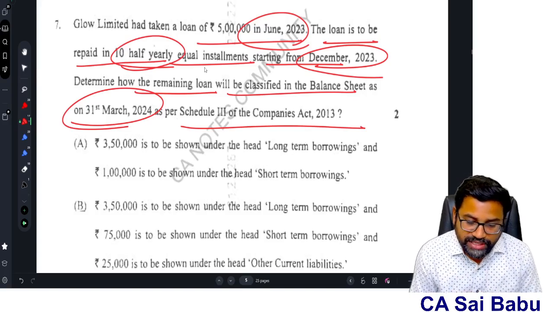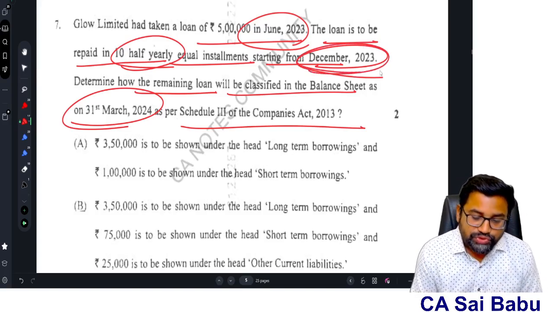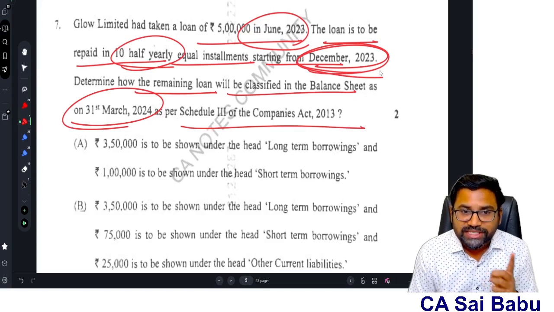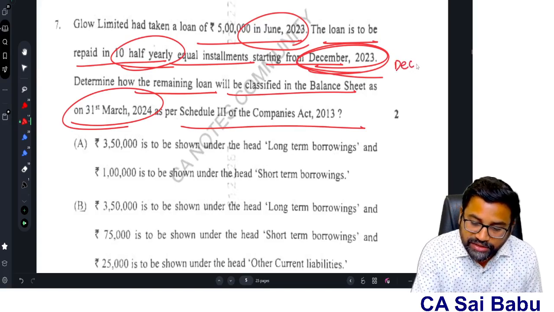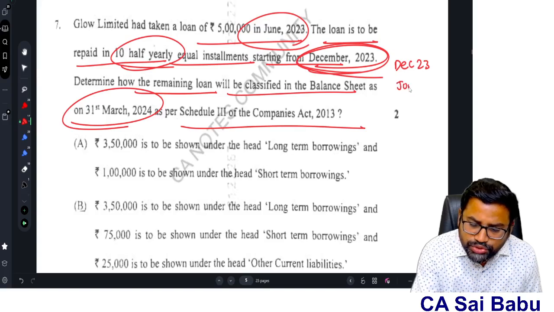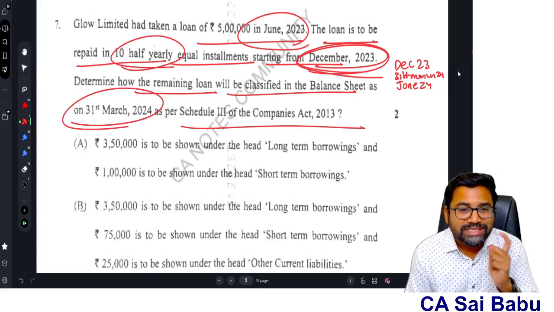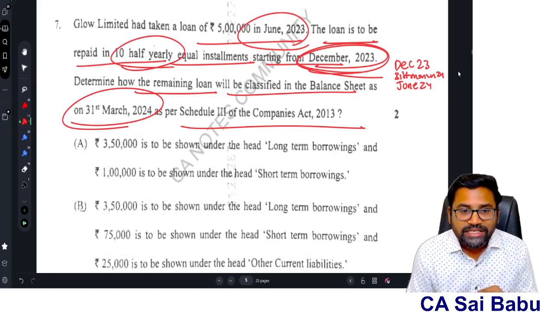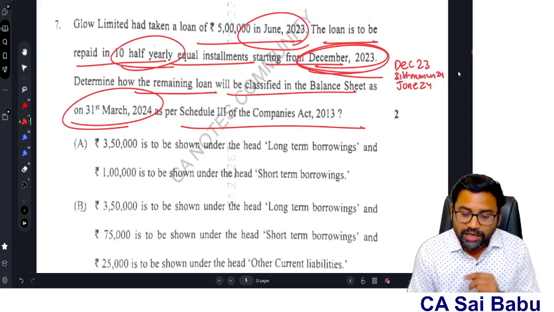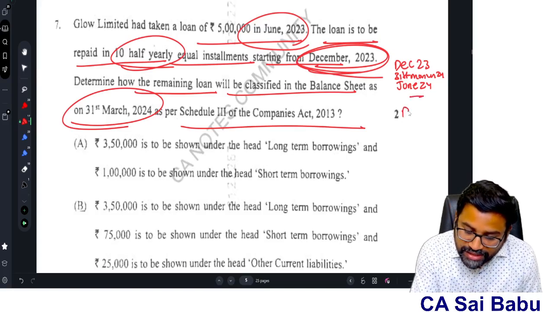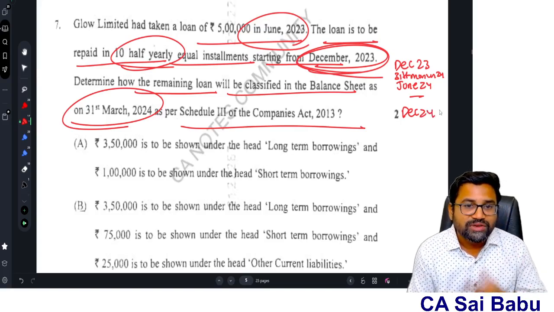So every 6 months, one installment, starting from December 2023. So the first installment is paid on December 23. Second installment June 2024. Therefore, in between, 31st March 2024 came. So by the time of 31st March 2024, 9 installments are still remaining, right? Out of the 9 installments, in the next 12 months, next June and December 2024, 2 installments will become due.